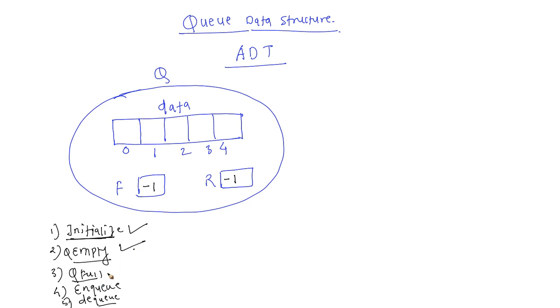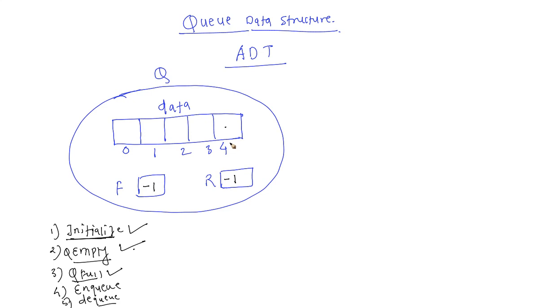The next operation is queue full, right? When will the queue be full? When an element is present on the last location. When an element is present on the last location, we'll say that the queue is full. That means if R is equal to 4, in this case the last location is 4, we'll say that the queue is full. When the element is present on the last location, there is no more space, there is no fifth location here. We cannot insert more elements here, right?